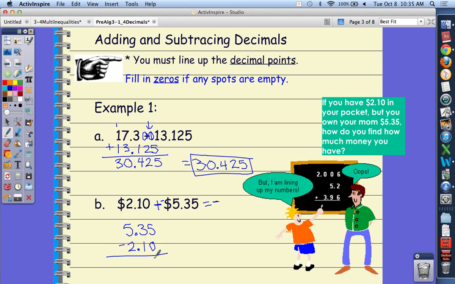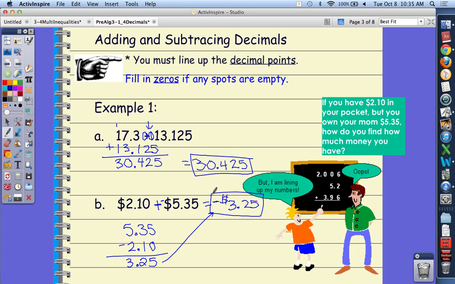5 minus 0 is 5. 3 minus 1 is 2. Pull that decimal place straight down. And 5 minus 2 is 3. But remember, we already decided that our answer was negative. So we're in debt. We owe our mom $3.25 still. It's a negative dollar amount.